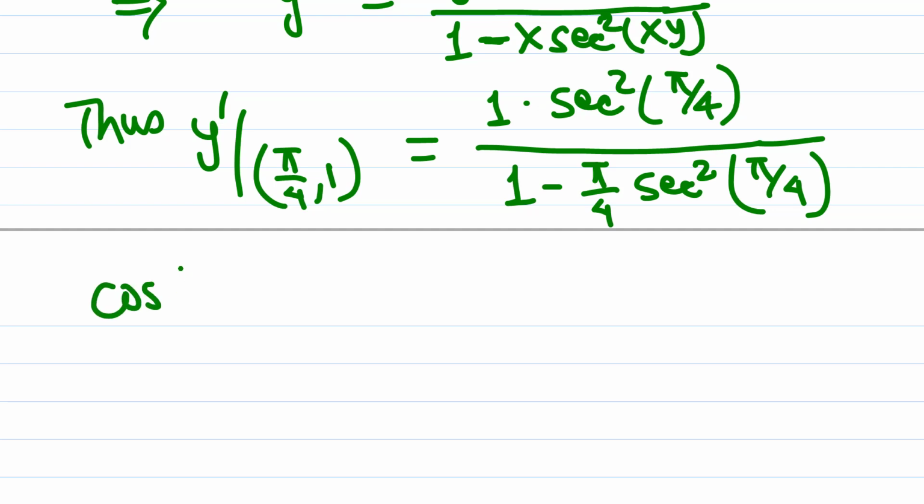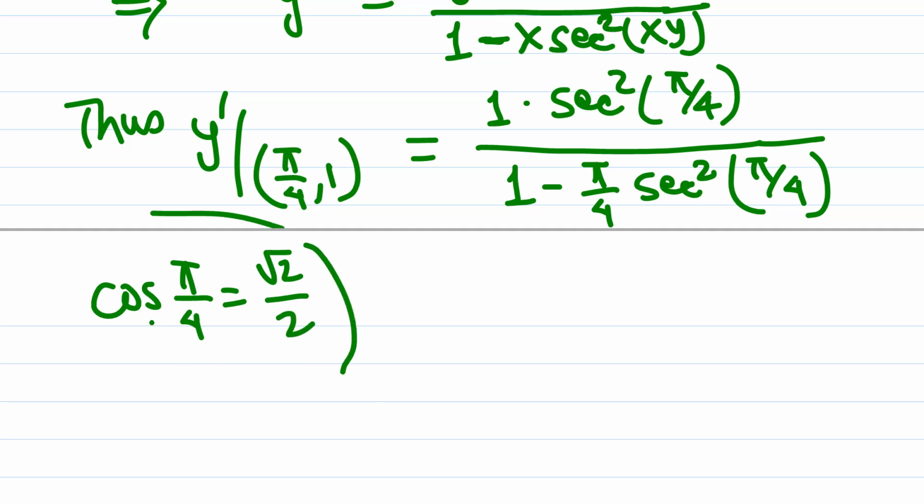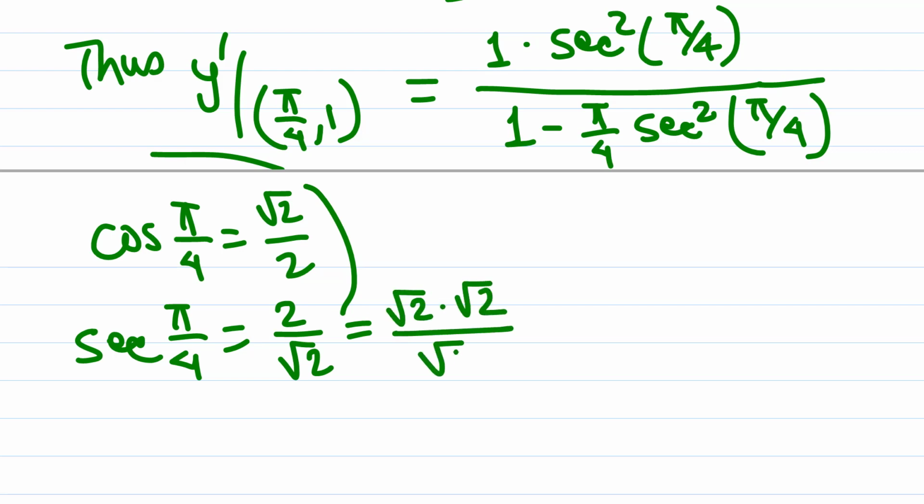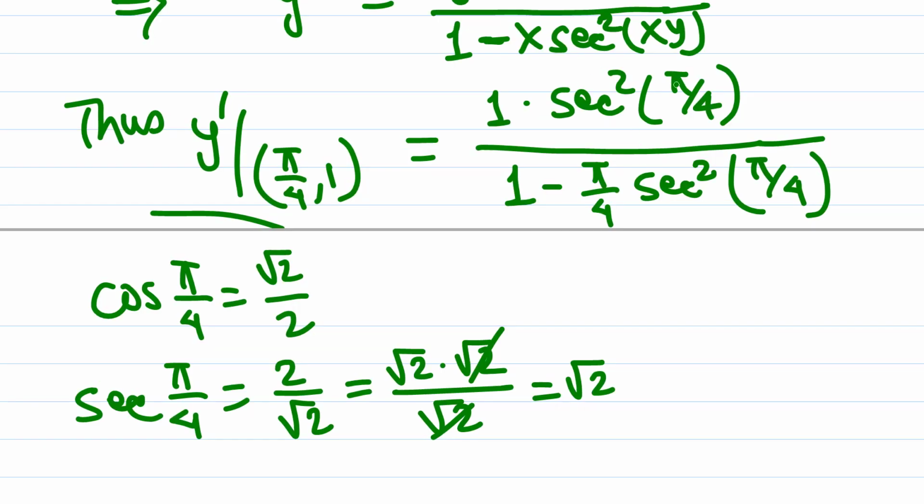We know that cosine pi over 4 is root 2 over 2, and secant is the reciprocal of cosine. That means secant of pi over 4 is the reciprocal, 2 over root 2. But 2 over root 2 can be simplified: 2 is root 2 times root 2, over root 2. Now we can cancel, so this is root 2. So secant pi over 4 is root 2. We're going to put that over here. Secant square pi over 4 means secant pi over 4 quantity squared. Same thing here, which is root 2.